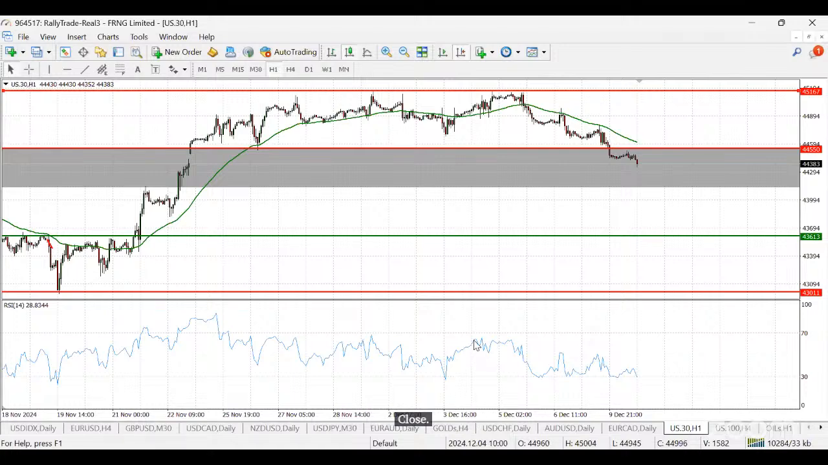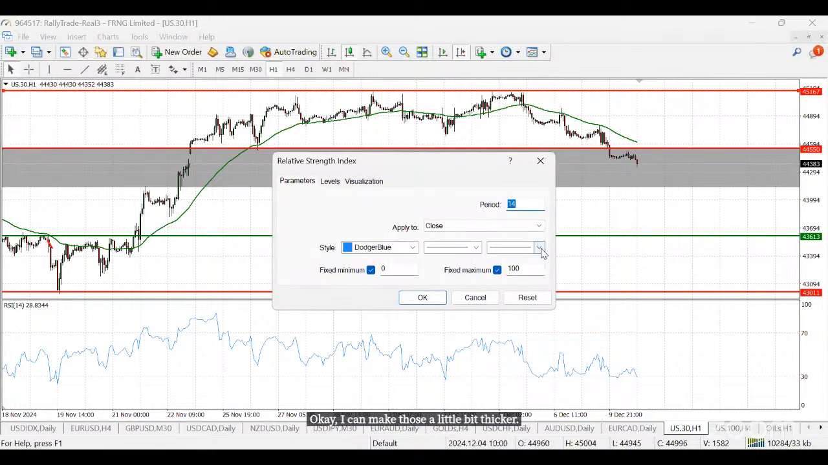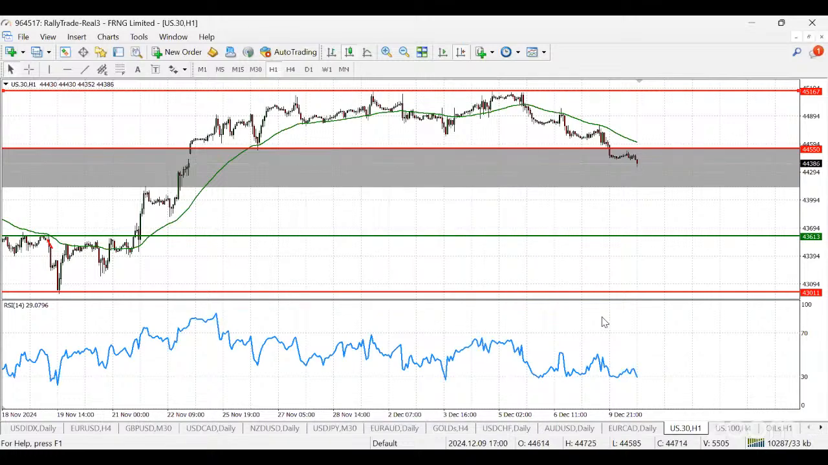Okay, I can make this a little bit thicker. Now, how does this work here? We have 4 lines here. There's 0, there's 30, there's 70, and then we have 100. Now, the two most important points are the 70 level and 30. Now, what does this mean? The 70 level is here acting as a resistance for price, and then the 30 level as support.